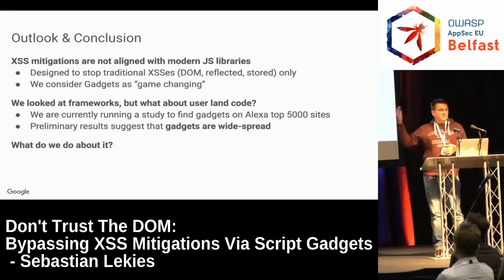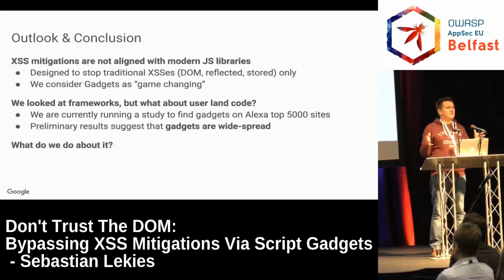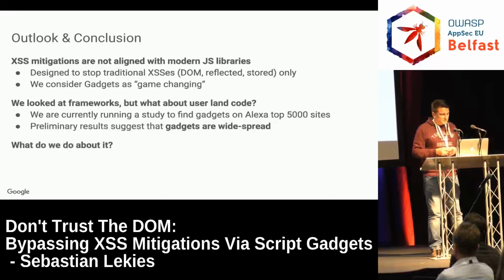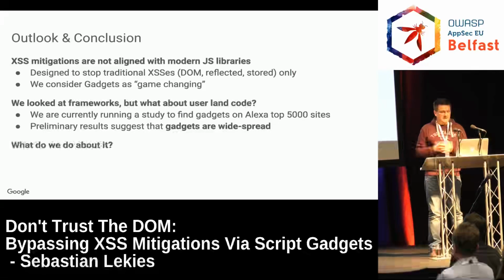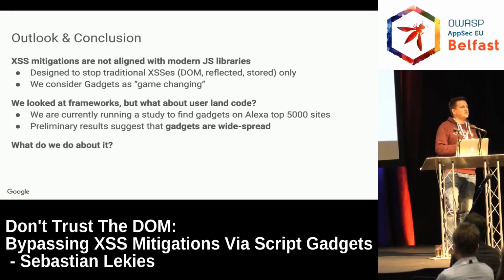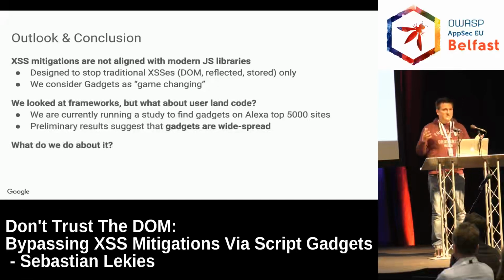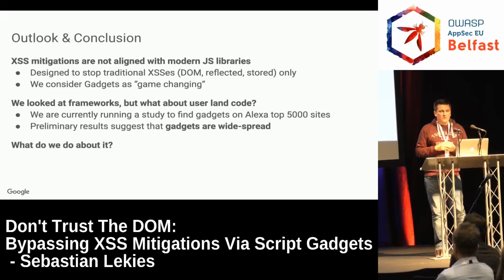And in this research, we only looked at frameworks, right? And you can say our study is quite small scale, 16 frameworks, that's probably not what's out there. So we're currently preparing a study, actually the crawlers finished yesterday, of the Alexa top 5,000 websites, and we built a tool chain to detect gadgets in user-land code. And we don't have full results yet. We will present results later this year at Black Hat, and we also write a paper where we'll present more numbers.